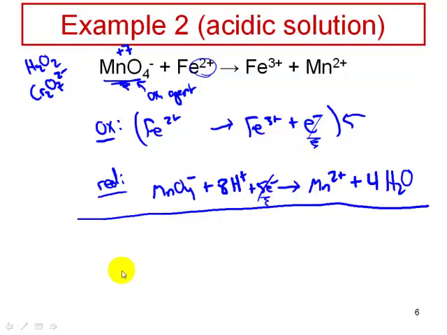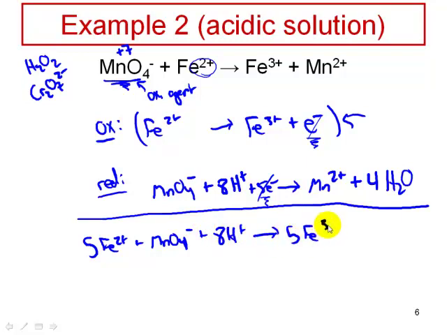And so the total equation will be 5 Fe2+ plus permanganate, MnO4-, plus 8 H+ yields 5 Fe3+, Mn2+, 4 water, and there we go. That would be the total overall balanced oxidation reduction reaction.